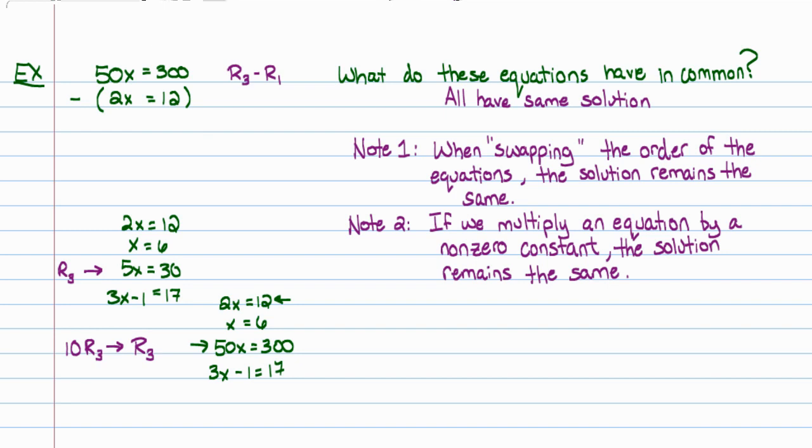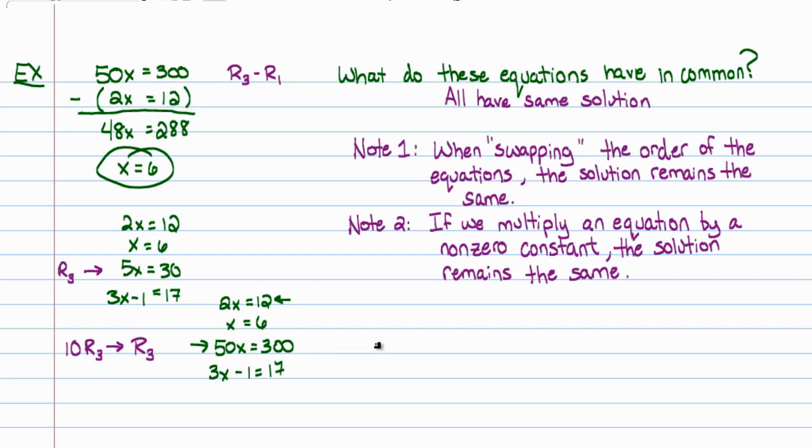But there's something interesting that happens here. So 50x minus 2x is 48x. And 300 minus 12 will give me, what is that, 288? Let me just double check my math, 290, 288, yes. When you divide both sides by 48 to solve for this, it turns out that x is still 6. It turns out that the solution hasn't changed.